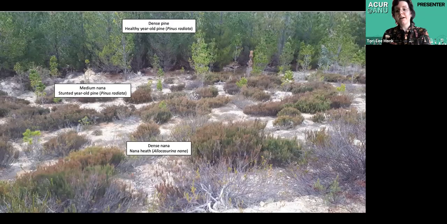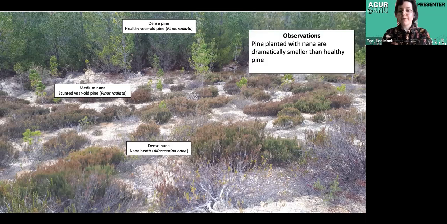This is our site, located in the Bombala region of New South Wales. As you can see, the site is divided by 3 vegetation types: dense pine, medium nanna, and dense nanna as pictured. Our first observation is that the year-old pine co-occurring with nanna plants in these medium to dense nanna areas are dramatically smaller than the year-old pine in the dense pine area, as you see at the back.